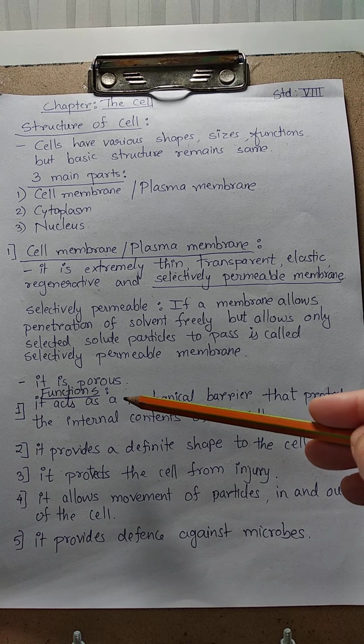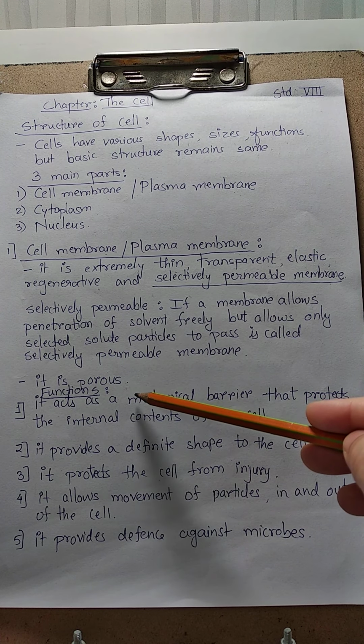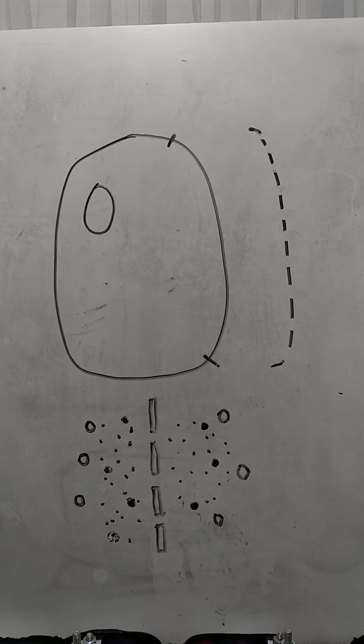Now depending upon the size of the pores, only some solid particles can move inside or outside the cell. Not all solid particles can move in and out of the cell, but all the liquid or water molecules or water particles can move inside and outside the cell. So that is the meaning of selectively permeable membrane. Let me explain it to you in detail again.